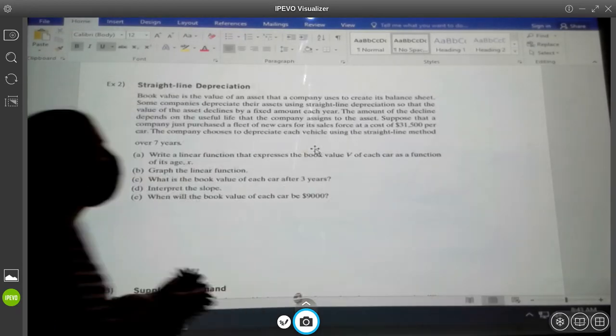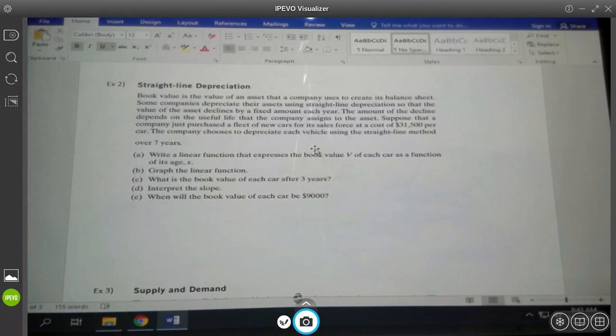All right, here we go. It says straight line depreciation. Book value is the value of an asset that a company uses to create its balance sheet. Some companies depreciate their assets. Remember, depreciate means it's losing value, it's going down. They depreciate their assets using straight line depreciation so that the value of the asset declines by a fixed, a constant amount each year. The amount of the decline depends on the useful life that the company assigns to the asset.